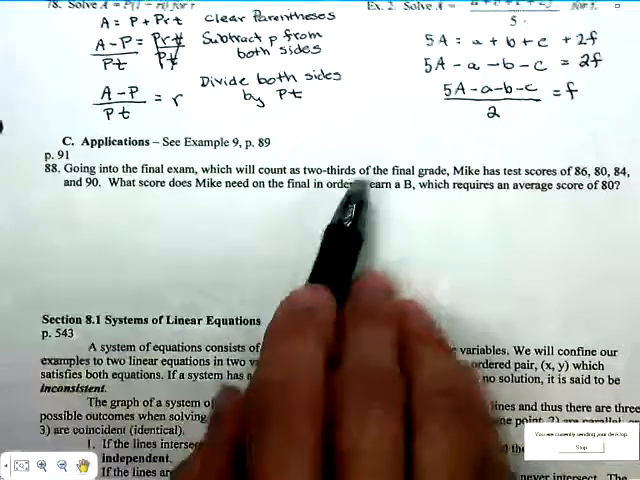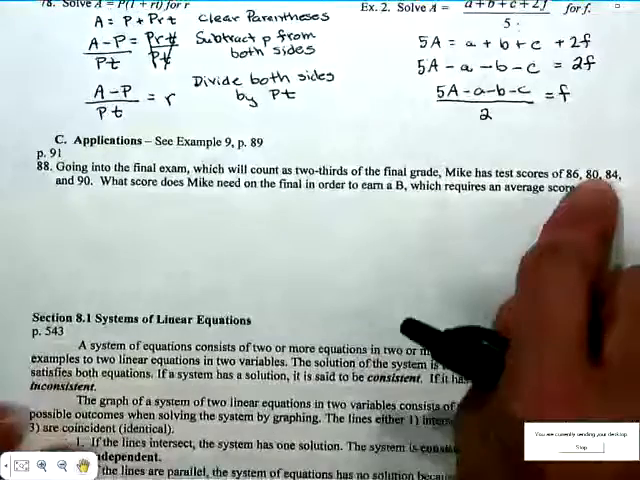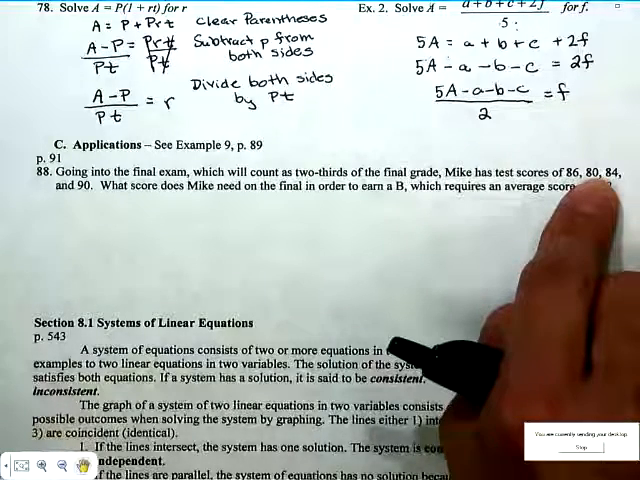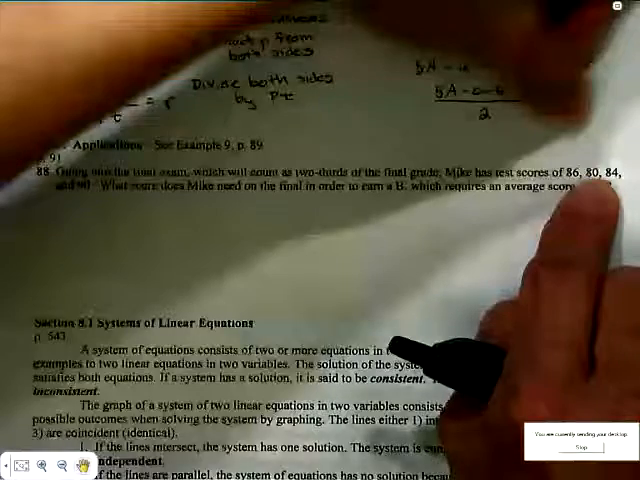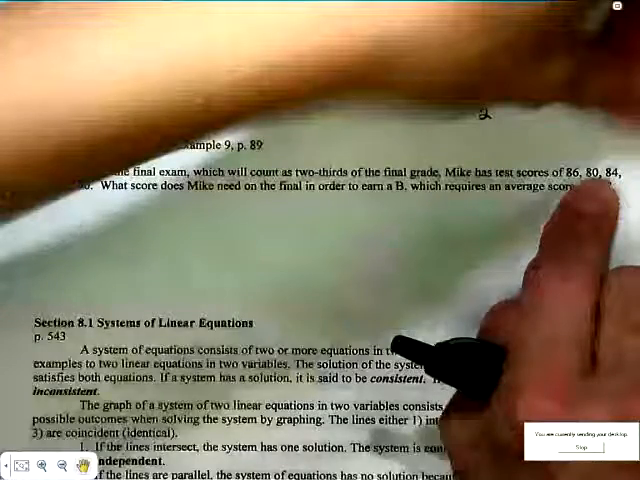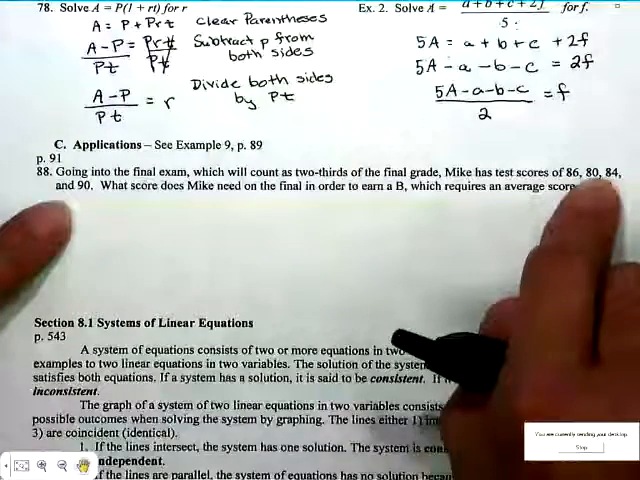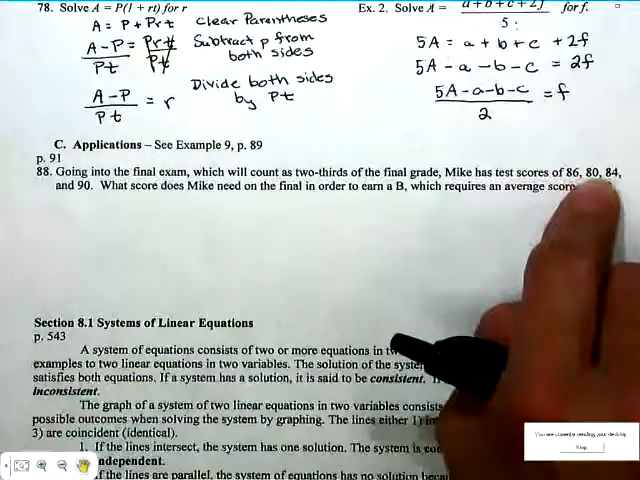Well, I've changed the problem for just a minute, though. Instead of him trying to figure out what he needs to get a B, I'm just trying to figure out how I would find his average if he had made a 90 on the final. Would I add the 90 in with the previous 4 tests that he's taken? That would get the average of his.